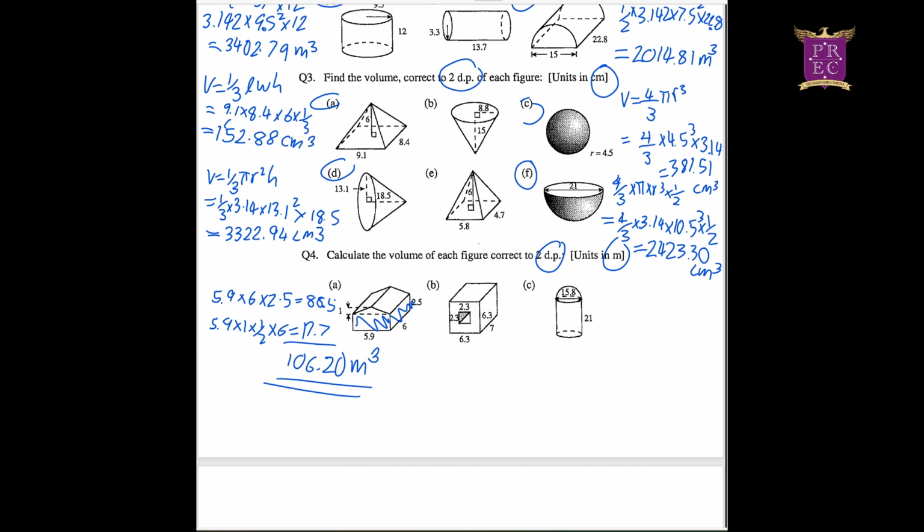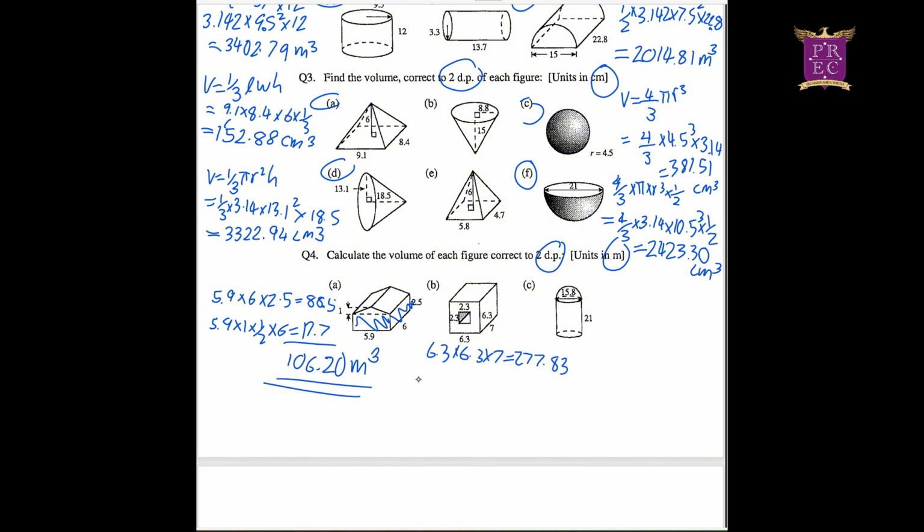Alrighty. 4B. Find out the volume of the rectangular prism here. We do 6.3 times 6.3 times 7. What do we get? I put that in the calculator. 277.83. Now we need to find the missing shape here, because it's a rectangular prism with another rectangular prism missing from the middle, so we need to take that volume away.